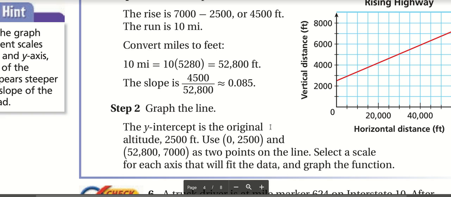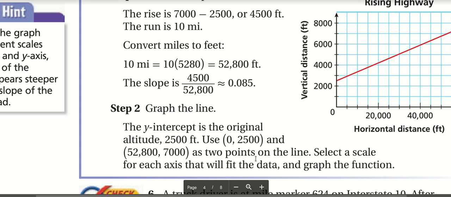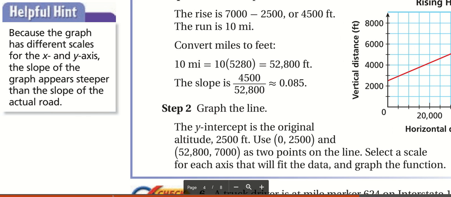The y-intercept is the original altitude, that's the 2,500 feet. So that's 0, 2,500. And the ordered pair 52,800, 7,000, that's the altitude after 10 miles. And so these 2 points fit the data. Because the graph has different scales for the x and y axis, the slope of the graph appears steeper than the slope of the actual road.